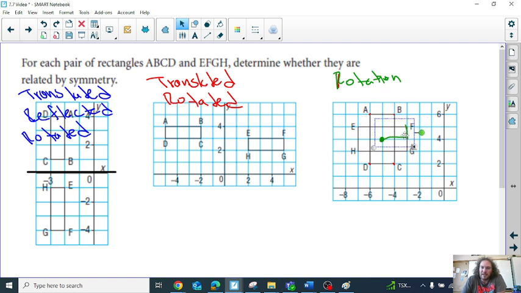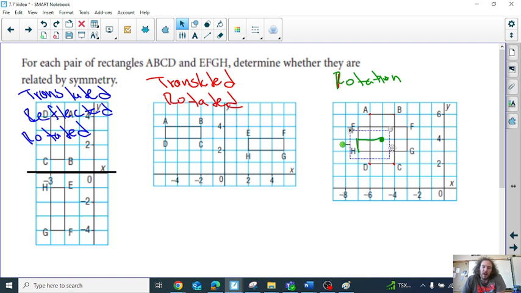So if I rotate it 90 degrees clockwise, what I see is that A turns into F, and if I did the same thing for B, it would turn into G, and then C would turn into H, and D would turn into E. But I could also rotate 90 degrees counterclockwise and take A and turn it into H, take B and turn it into E, take C and turn it into F, and finally D and turn it into G.